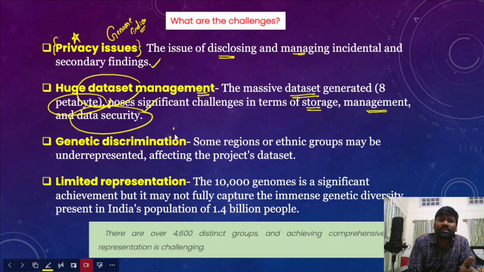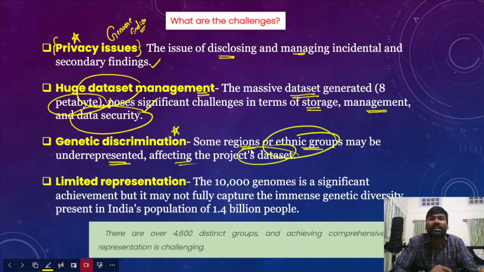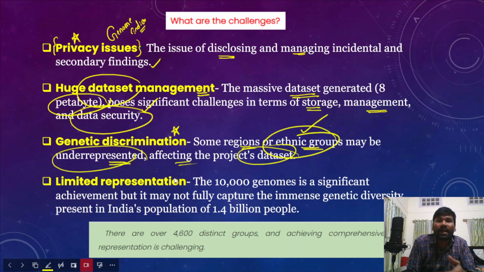And after that, genetic discrimination would also be a challenge with this Genome India project, because some regions or some ethnic groups may be underrepresented, affecting the project's data set as well. In the sense that, for example, imagine a certain population group considered a minority, having a very small population. So what if the Genome India project has not taken care of that particular ethnic community? Therefore it could be underrepresented, and it also affects the entire project's data set.